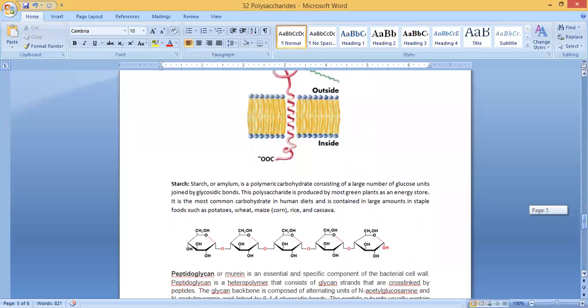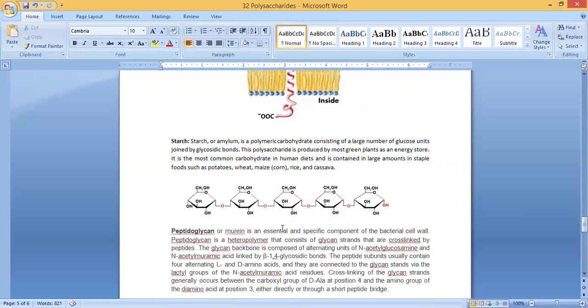Now let us talk about the starch. Starch, or amylum, is a polymeric carbohydrate consisting of a large number of glucose units joined by the glycosidic bond. This polysaccharide is produced by most green plants as an energy store. It is the most common carbohydrate in the human diet and is contained in large amounts in staple foods such as potatoes, wheat, maize, rice, and cassava.